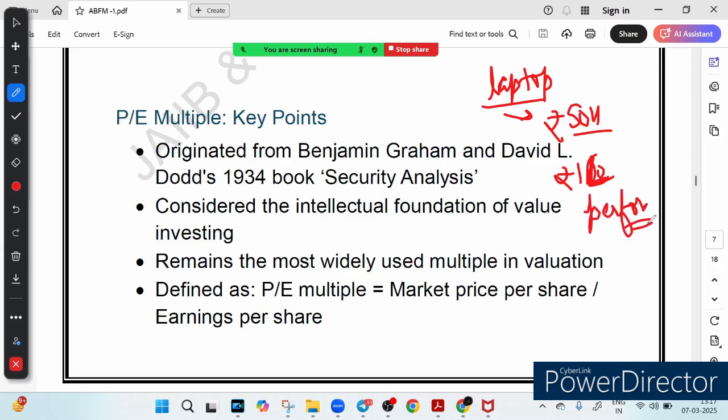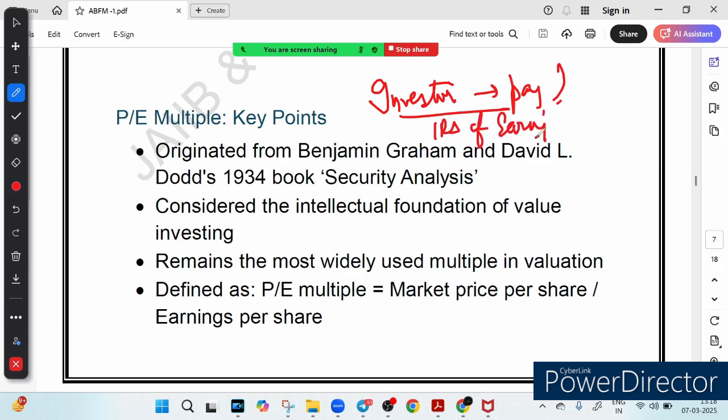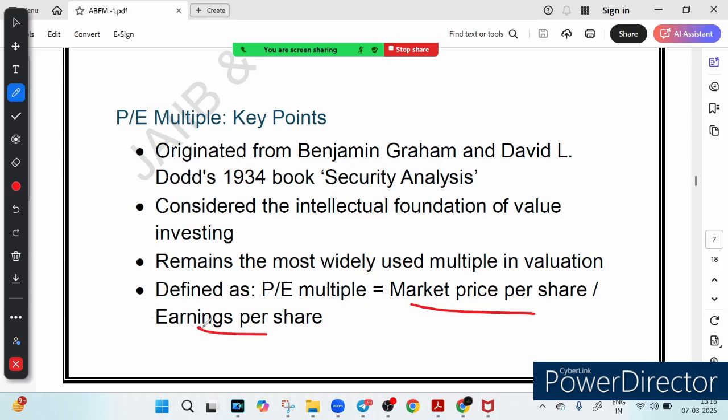That is exactly how PE works for a stock. It tells us how much investors are willing to pay, right? How much will they pay for every 1 rupee of company earning? That is called PE. So in the numerator you see price, and in the denominator you see earning. So it is market price per share upon earning per share.